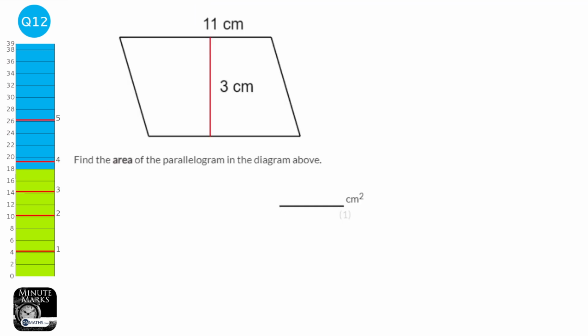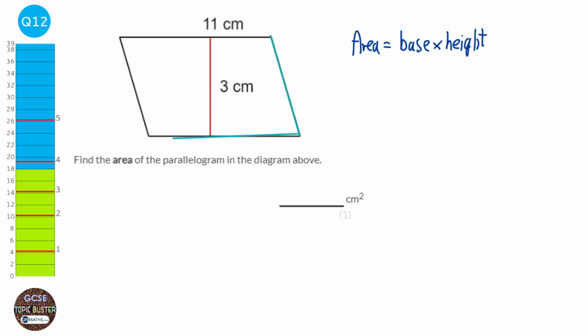To find the area of a parallelogram, we use a simple formula, which is the area is the base times the height. Now the base and the height must hit each other at 90 degrees, so this length here is not counted as the height because it doesn't hit the base, which is here, at 90 degrees. The height is this length here, and the base is either this length here or the length at the top.